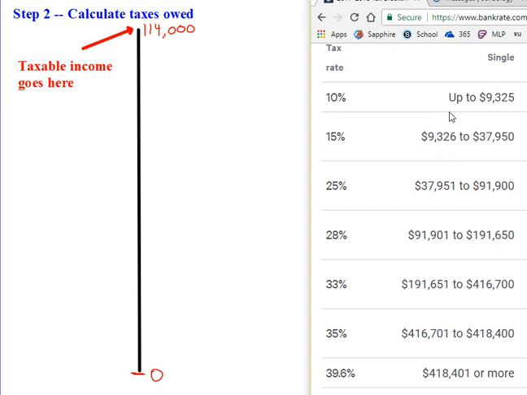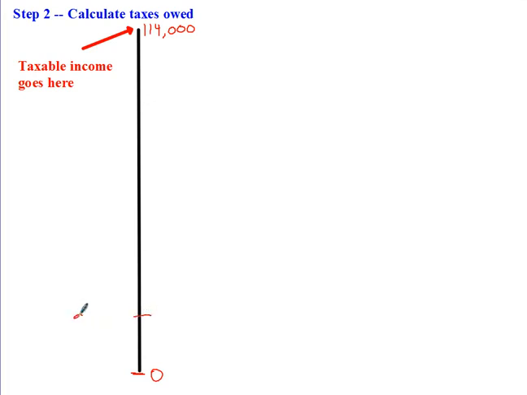The single brackets, as you can see, are different. Any income from 0 up to $9,325 is going to get taxed at 10%. So we come over to our tax line and record that. $9,325 was our first bracket, and that gets taxed at 10%.